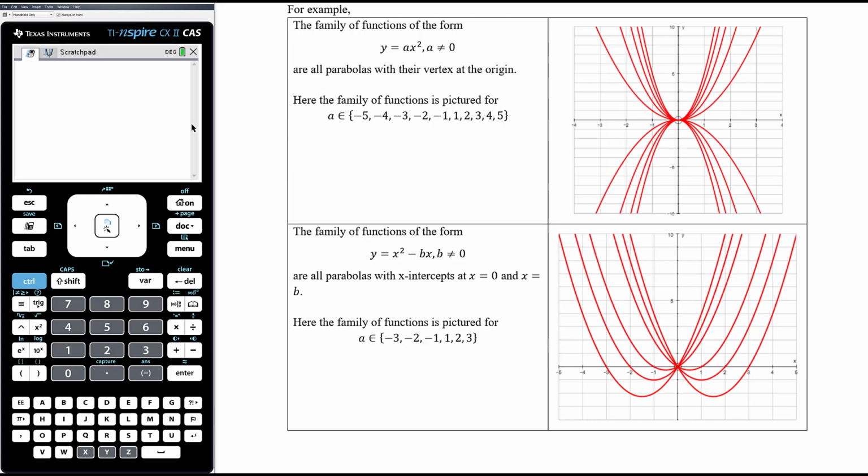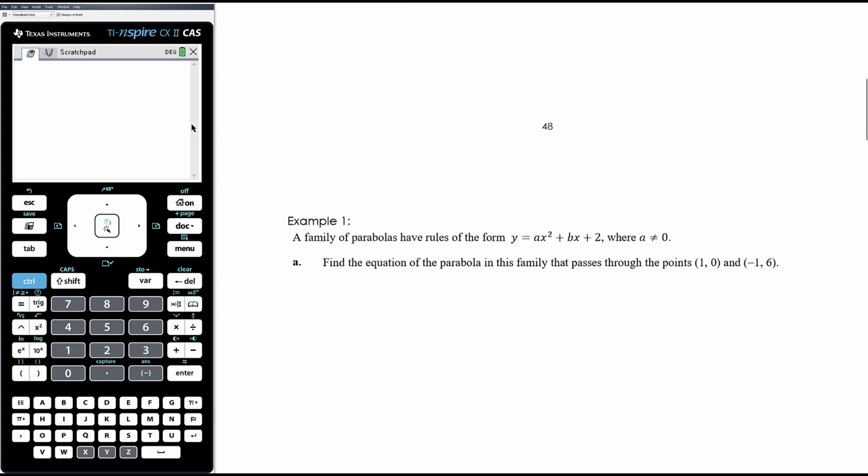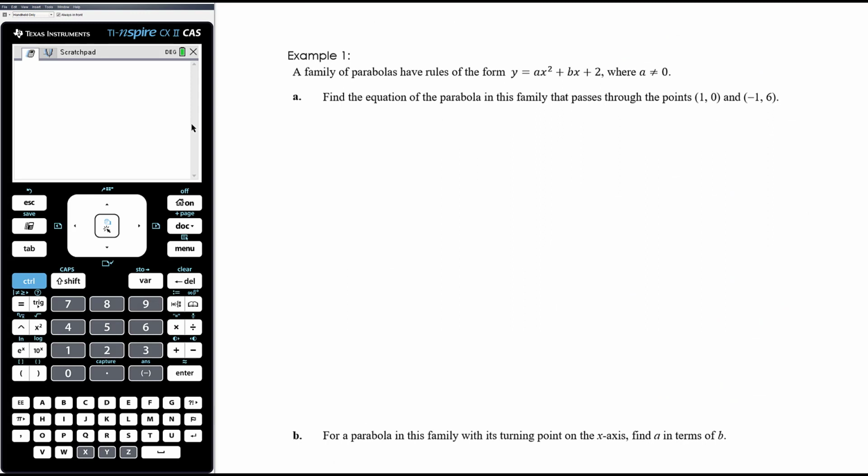Alright, so that's what we mean by a family of quadratics. So let's have a look at an example here. A family of parabolas have rules of this form. Okay, so all parabolas, a can't be 0, because otherwise it wouldn't be a parabola.